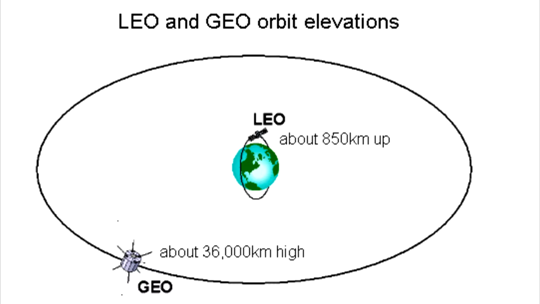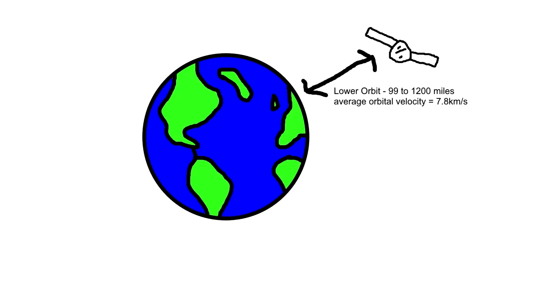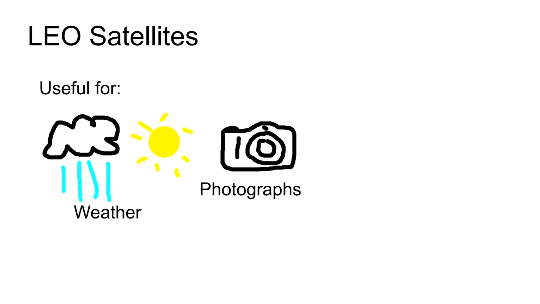LEO satellites are low Earth orbit satellites. They orbit the Earth around the poles at a much lower altitude, between 99 miles and 1,200 miles, collecting effectively strips of information about the Earth. Due to their low orbit, they have to be travelling at a much higher speed compared to GEO satellites, because they still have to balance the centripetal force of the Earth. This makes them very useful to gather information, such as the Earth's weather, and to take pictures.